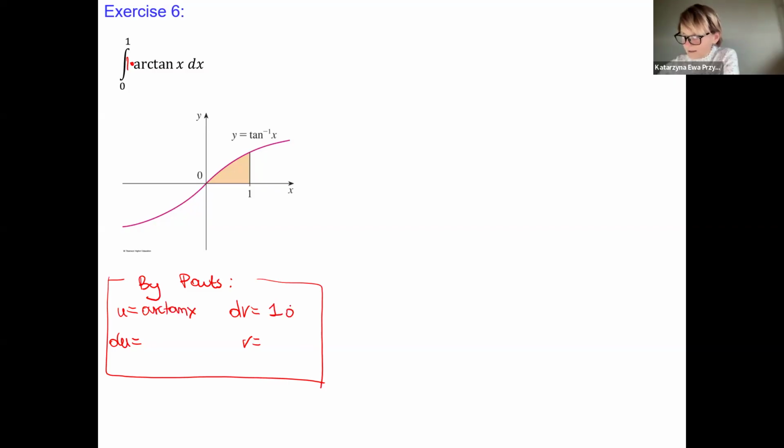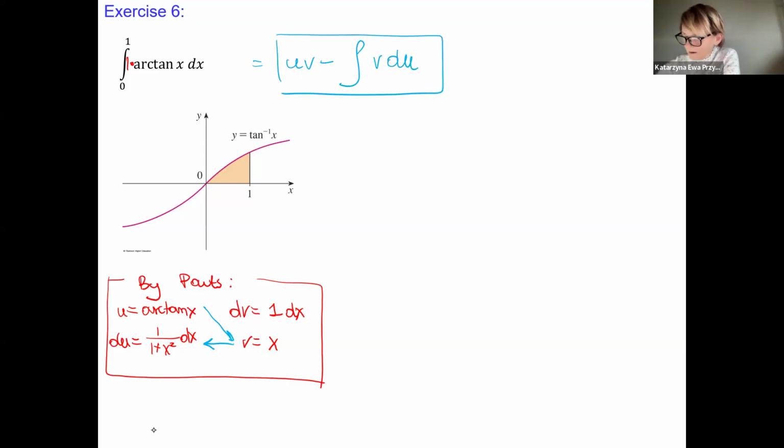And dv will be 1 dx. This is x. Oh, I see you helping me. Good, good. Derivative of arctangent of x is 1 over the quantity 1 plus x squared dx. Okay, and the formula is uv minus integral of v du.